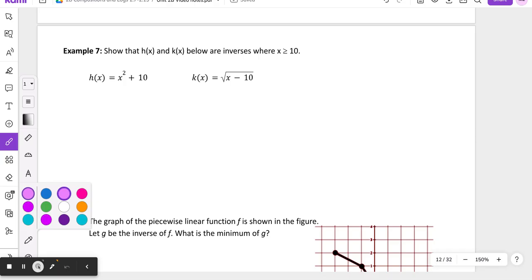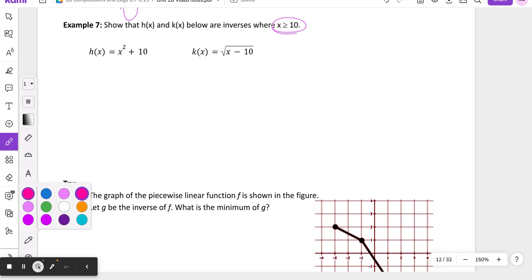Okay, now first example here says h of x is x squared plus 10. What we know about h of x is that it's a quadratic, not one-to-one, so its inverse wouldn't be a function. But if we restrict it to where x is greater than or equal to 10, then they will be. So that's a good thing. So let's check to see if these are inverses of one another.